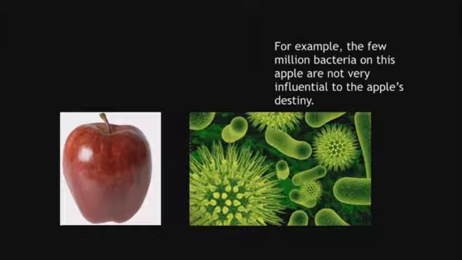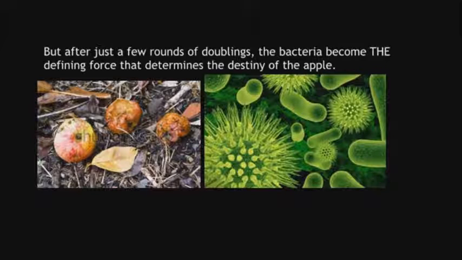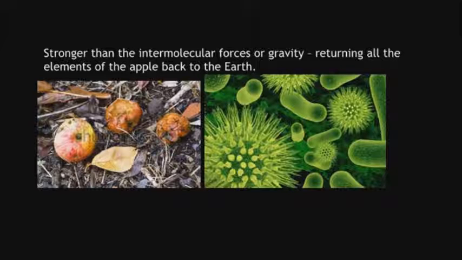And it is known that when an organism has no limit on its resources, it will continue doubling. For example, a few million bacteria on the surface of this apple are not very influential to the apple's destiny. There are too few of them, just a couple million, because the real things that are influencing the apple's destiny are the intermolecular forces and gravity and a whole lot of other things, the tensile strength. The bacteria are nothing. They're inconsequential. But after just a few rounds of doubling, the bacteria actually switch roles to become the overwhelming defining force that determines the very destiny of the apple, returning all of its elements back to the biosphere. It becomes stronger than the intermolecular forces or gravity.